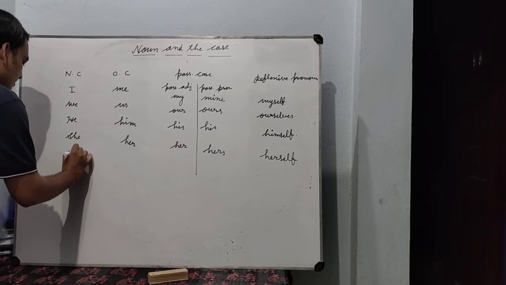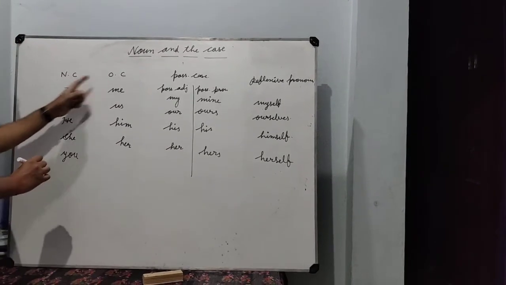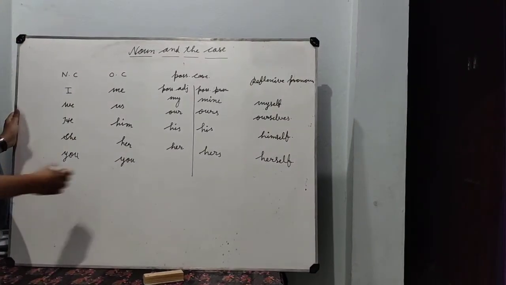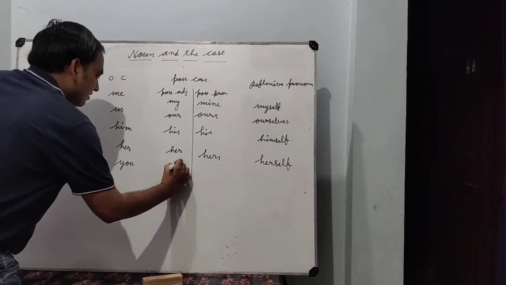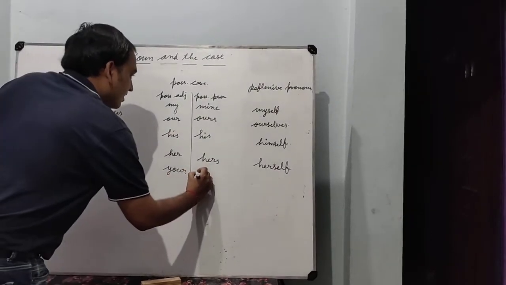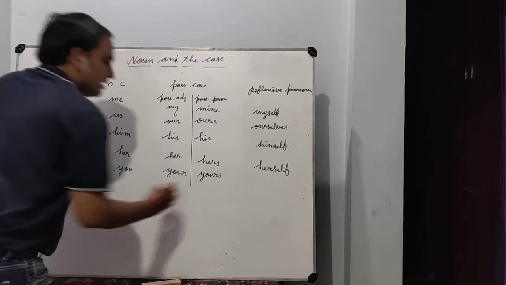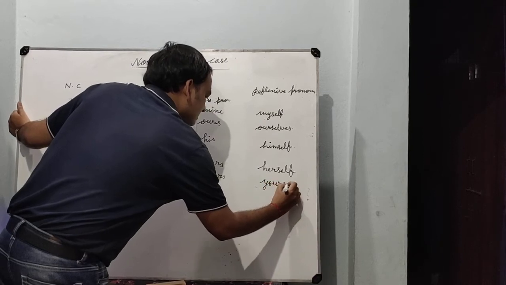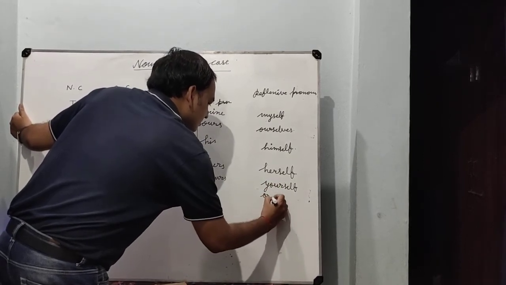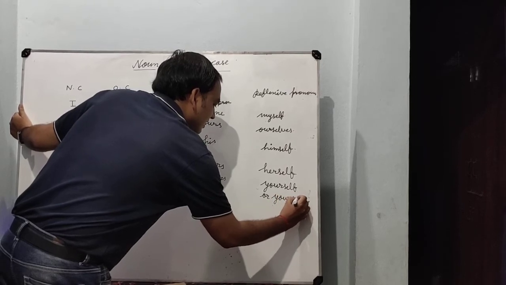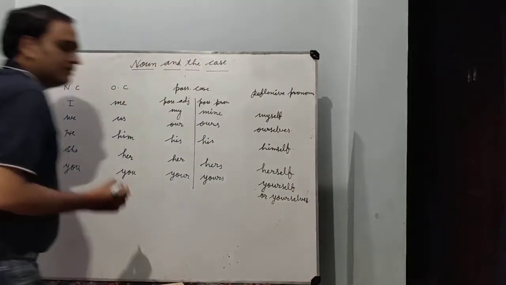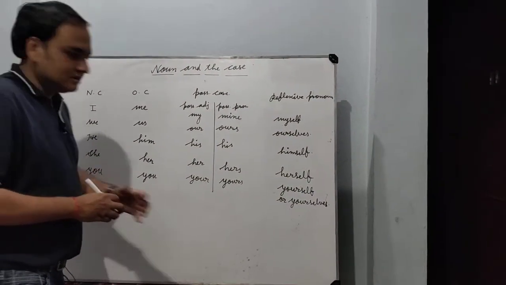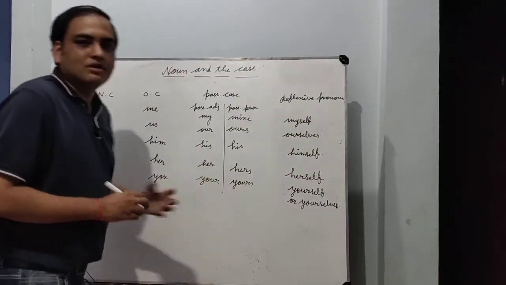And you, what is the objective case of you? You. Possessive adjective of you is your, possessive pronoun is yours, and reflexive pronoun is yourself or yourselves. Why yourselves? If it is singular, then it will be used as yourself, but if the person is more than one, in such situation it will be yourselves.